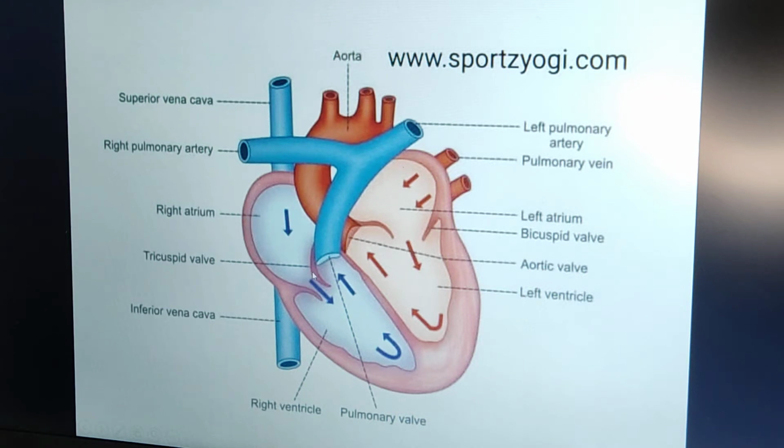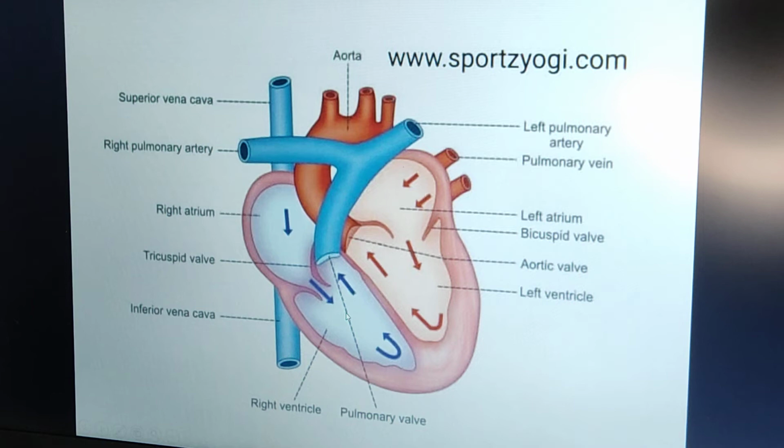Then how is this deoxygenated blood entering into the right ventricle? When the tricuspid valve is open, only at that time is the deoxygenated blood entering into the right ventricle. The right atrium contains deoxygenated blood and the right ventricle also has deoxygenated blood. It enters the right ventricle when the tricuspid valve opens. At that time only, the right atrium's deoxygenated blood enters the right ventricle. Now the right ventricle also has deoxygenated blood.